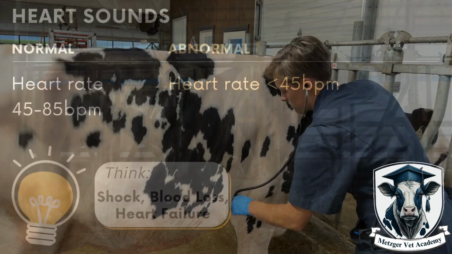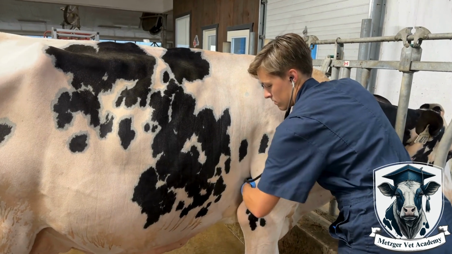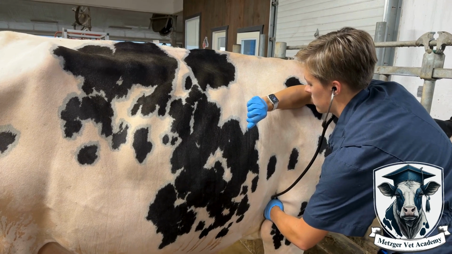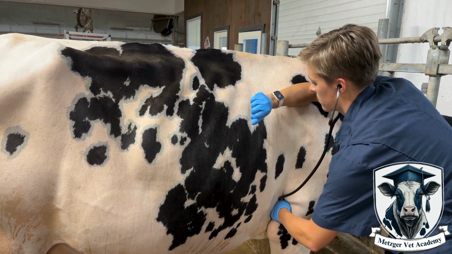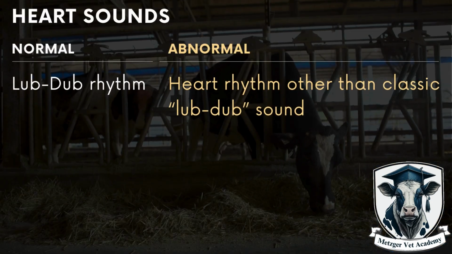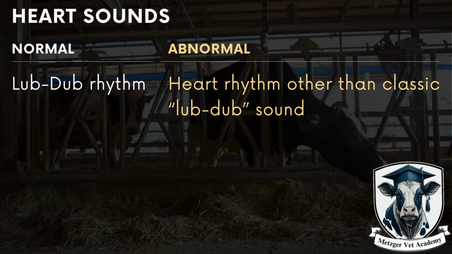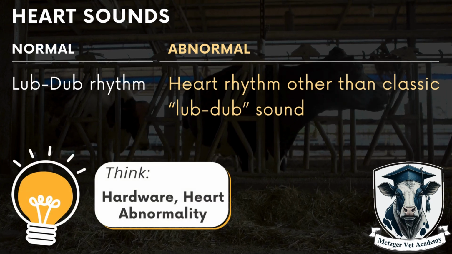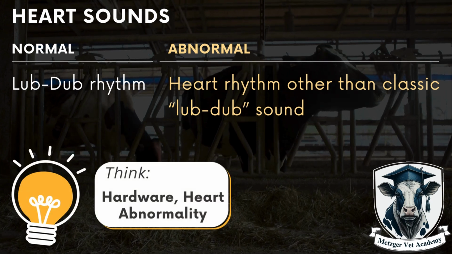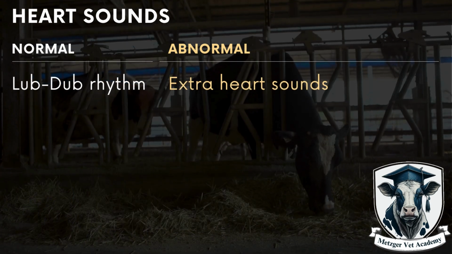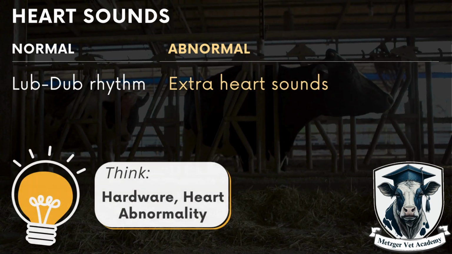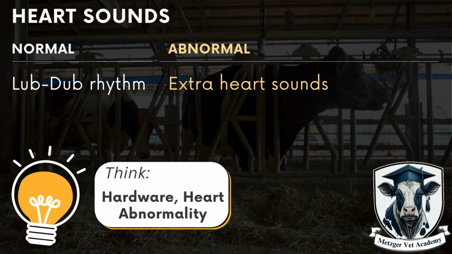Another heart abnormality is when the heartbeat does not sound like the classic lub-dub. In serious cases of hardware or heart failure, the heart can start to sound more like a washing machine, where it is very difficult to pick out the normal rhythm. Heart abnormalities can also sound like extra sounds in addition to the normal lub-dub. In either case, if the heart does not have a normal lub-dub rhythm, there is usually something going on that is very serious.